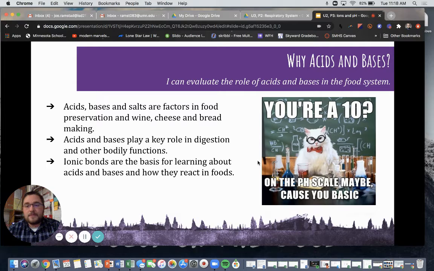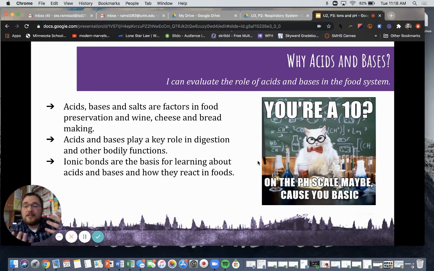Acids, bases, and salts are factors in food preservation in wine, cheese, and bread making. Acids and bases play a key role in digestion and other bodily functions, and ionic bonds are the basis for learning about acids and bases and how they react in foods.